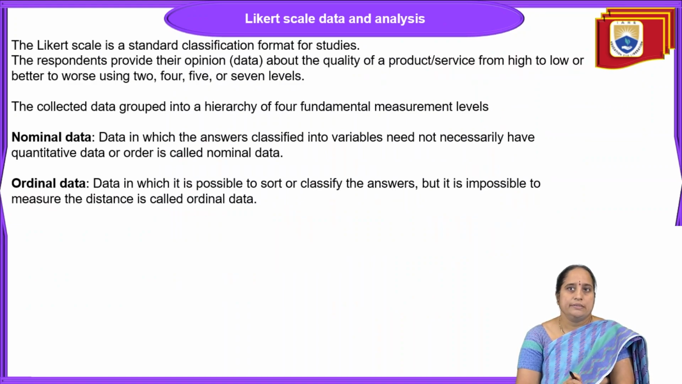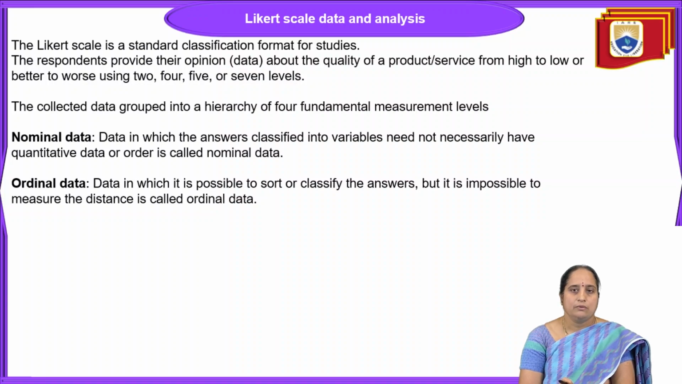And Likert scale data and analysis. So the Likert scale is a standard classification format for studies. So respondents provide their opinions about the quality of a product or a service from high to low or better to worse using 2, 4, 5, 7 levels. So the collected data is grouped into a hierarchy of four fundamental measurement levels: nominal data, ordinal data, interval data, ratio data. So like that we have to classify what type of data it is.